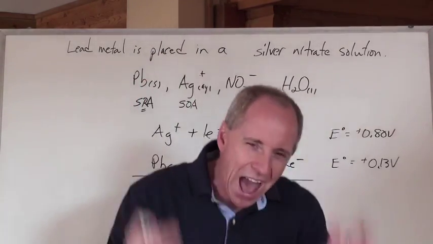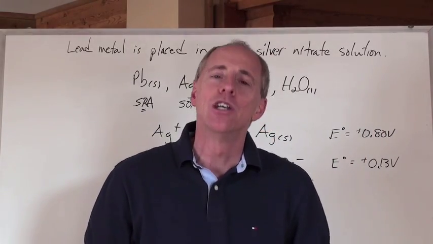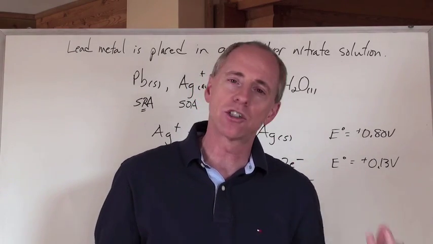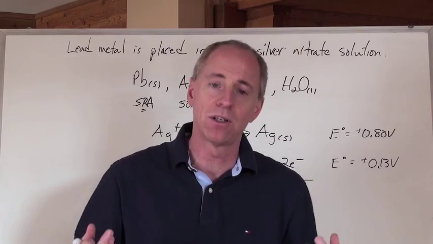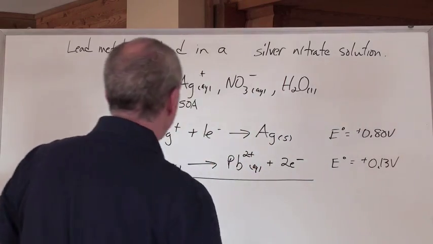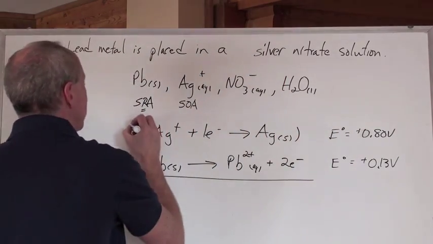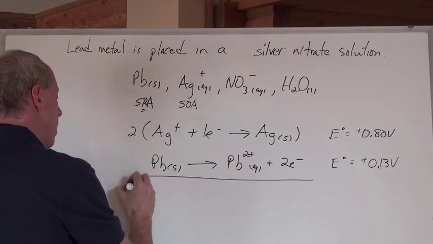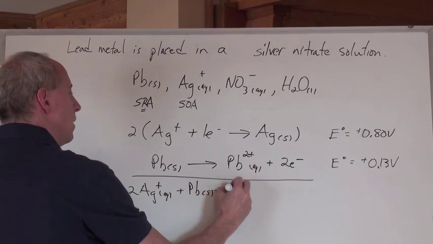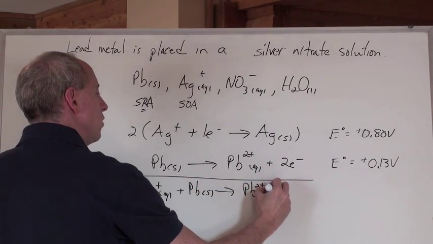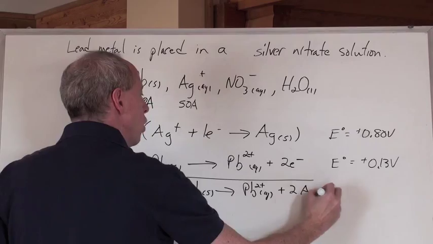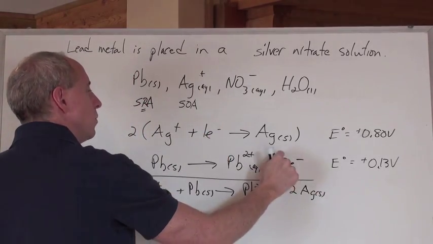And by the way, you have to do this. You have to make sure that the electrons lost equal in total the amount of electrons gained. You don't have electrons left over ever in the net equation. They must, well, we'll say cancel out, because there has to be an equal gain and an equal loss of electrons. So what's going to happen here is that you're going to multiply this entire half reaction by 2. And when you do that, you get 2Ag+ (aq) plus Pb (s). And that's going to make the Pb2+ (aq) right here times 2 for that Ag, and you're going to get 2Ag (s). Notice that that 2 electrons there cancels with that 2 electrons there.